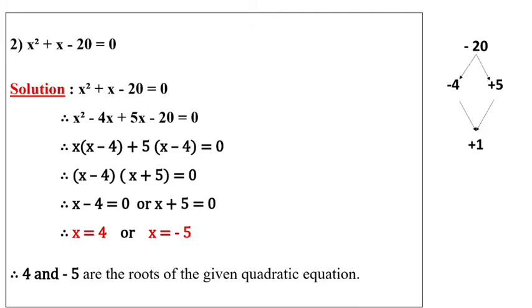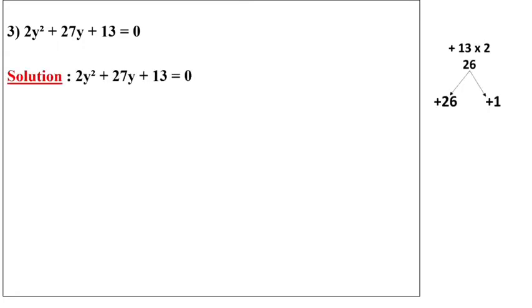Understood? Now the third sum is given: 2y square plus 27y plus 13 equal to 0. In the first term we have 2y square, which means the coefficient is 2. In the third term we have 13. So 2 into 13, we get 26. But we want the middle term to be 27. 26 times 1 is 26, and if we add 26 plus 1, it is 27. Here we have to use the variable y because it is given y. Instead of 27y, we will write 26y and plus 1y.